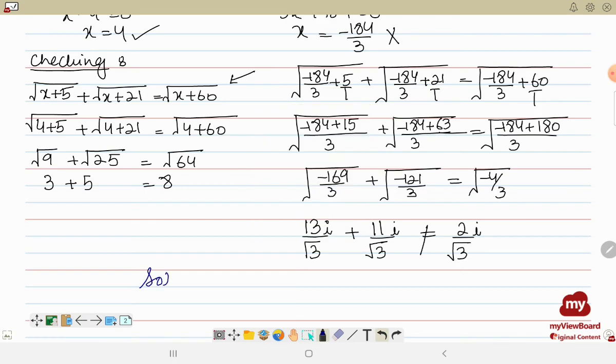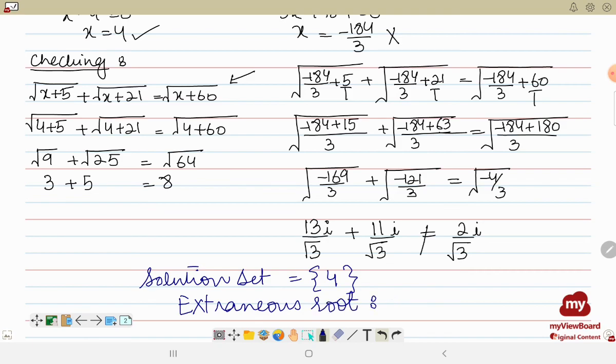So at the end, we'll write down the solution set, and the only value that satisfied the given equation was 4, so it will go into the solution set. And for the other value, we'll write just the extraneous root or the extraneous solution. You can say the extraneous root is minus 184 by 3. So this is how we are going to solve radical equations of type 2.